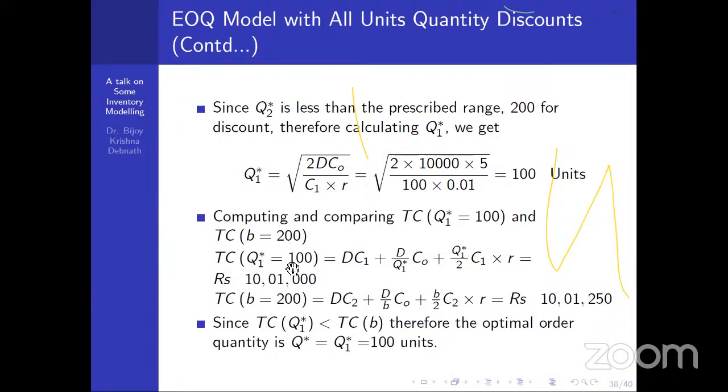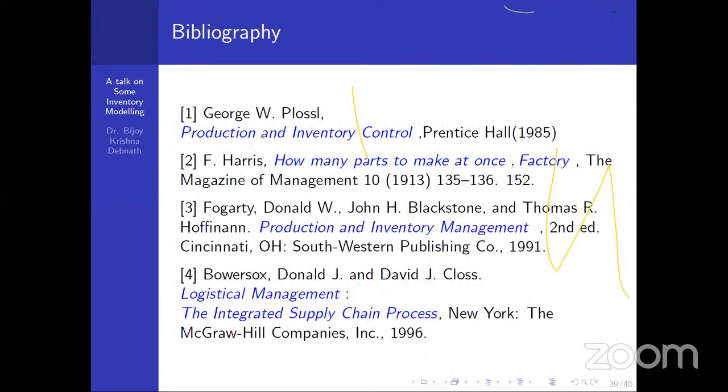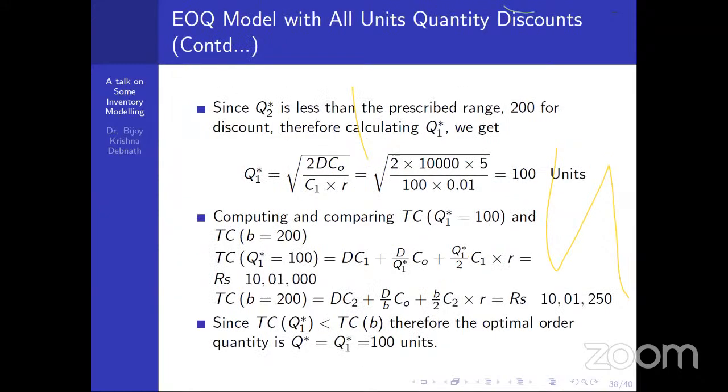So you see that for both of them, which one is less? Obviously, the total cost at Q1 star is less than total cost B. So your optimal order quantity is 100 units. You should always buy 100 units to get the minimum total cost, and profit will be maximum.